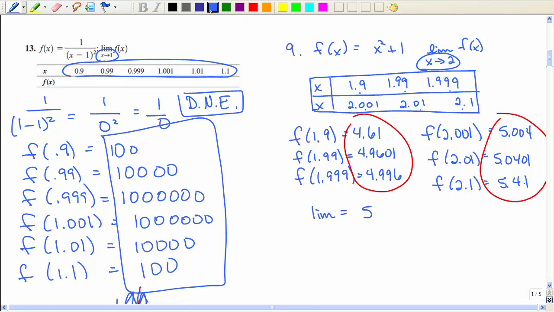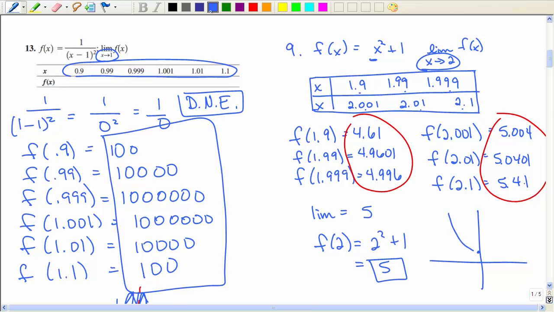Okay, well let's see. If I have f of 2, if I actually just plug in 2 for x, I would also get 5. And that's because this graph doesn't have any jumps or holes or anything. In fact, it is a parabola, and when x is 2, y is 5. Right? So that's how the graphs go together with these limits.